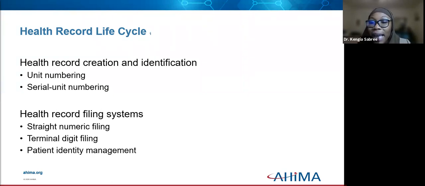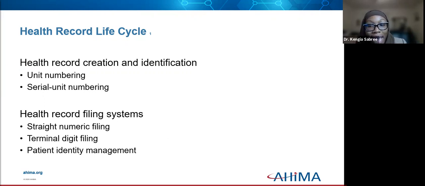Most healthcare facilities use a record identification system that assigns a numeric identifier to each patient. Most large facilities use a unit numbering system, which means that the patient is assigned a number during the first encounter for care and keeps it for all subsequent encounters. The number may be assigned automatically. Another process is a serial unit numbering system, in which the patient is issued a different number for each admission or each encounter. We like to call that the encounter number.